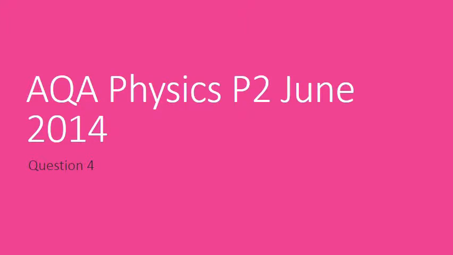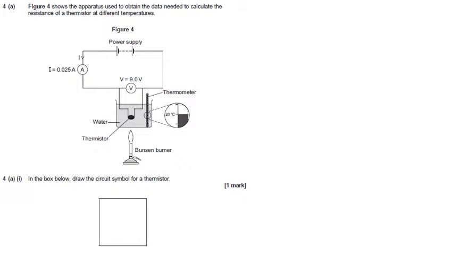This is a worked solution to AQA Physics P2 June 2014 higher tier paper, question 4. This is the symbol for a thermistor, and the question goes on to ask us to calculate the resistance of the thermistor at 20 degrees. You can see from the diagram the thermometer is at 20 degrees and it gives us the current of 0.025 amps and the voltage of 9 volts.